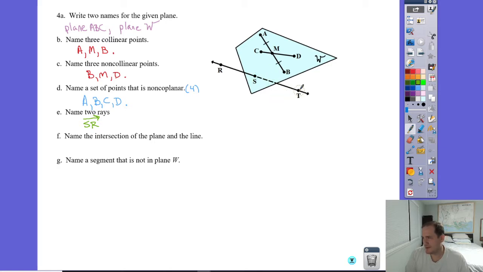So maybe I'll do that. Let's go with TR. And then these are 2 different rays.